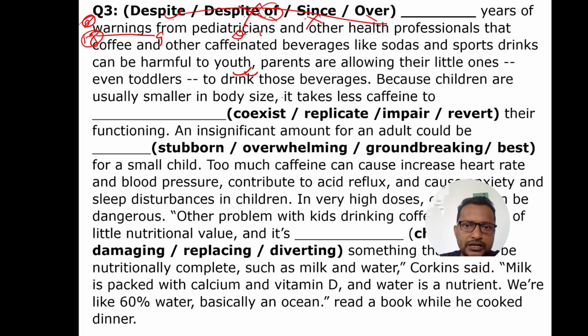So little ones, toddlers, think of those advantages, because children are usually smaller in body size. It takes less caffeine to dash their functioning. So just remember, whether a positive word will come or a negative word will come. Think. Something, right? A negative word will come. After to, V1 will come. So if you are using the grammar concept, after to, V1 will come. Coexist, it is a verb, V1, yes, it will stay. Replicate, it is V1, yes, it will stay. Impair, V1, it will stay. Revert, V1, it will stay. If you go with this to plus V1 concept, you are not going to solve it. Now let's go for the positive negative concept. Here you need something, because if you are drinking this caffeinated beverage, it will have some sort of negative impact on your health, right?